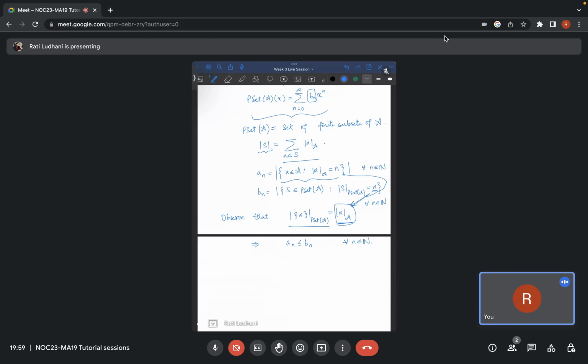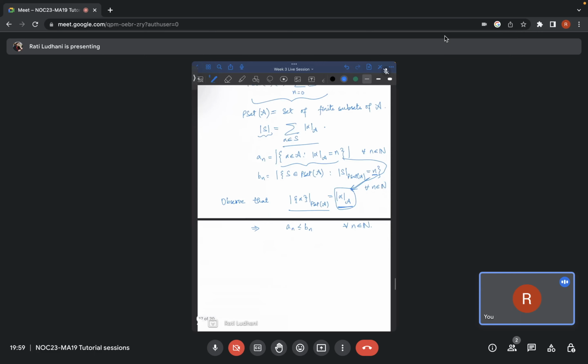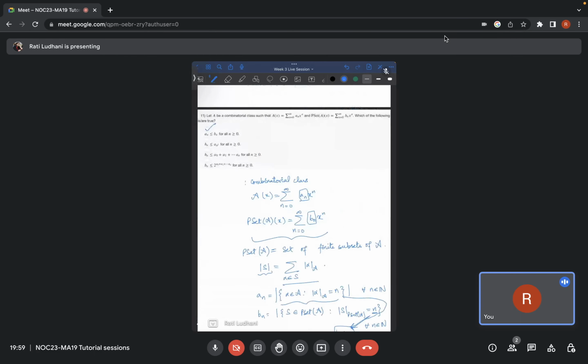Wait, I hope this is clear. So this condition is true. So they asked which is or are true, so there could be more. So okay, I'm claiming that this is also true, this is also true. Try to find examples for these two things, which will be easy. You can just consider some suitable set and find counterexamples.